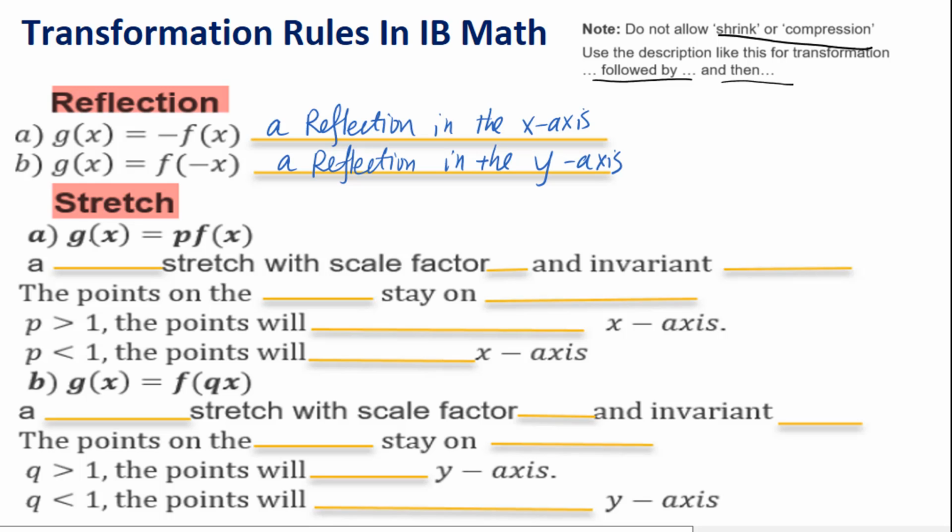Stretch. g of x equals p times f of x. A vertical stretch with a scale factor p and invariant x-axis. Invariant x-axis means the points on the x-axis stay on the x-axis.